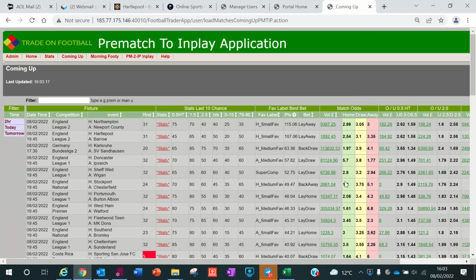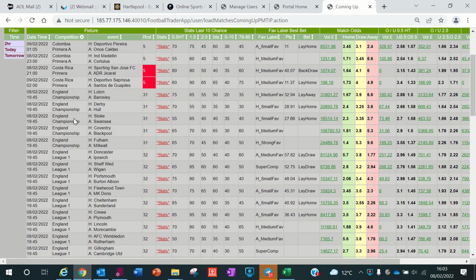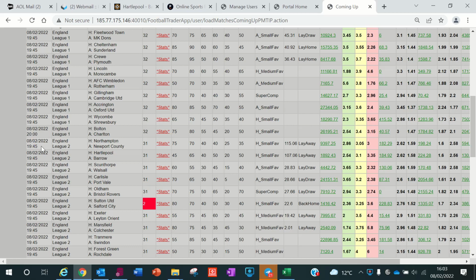If we go back to the screen here, you can filter the competitions, etc. Again, if we have a look at League Two here, it's suggesting lay away, lay the draw, where there's a small favourite away, lay the draw. When it's a super competitive game, again, lay the draw. And it's got the points that you would have won.